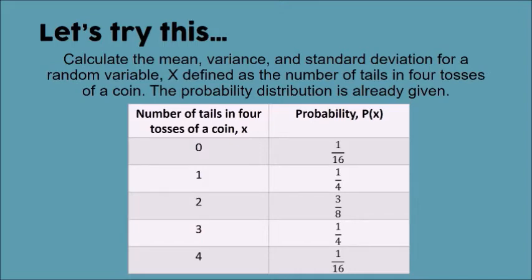By the way, for all our examples, the probability distribution will already be given since the next tutorials will be the ones to focus on how to solve these probability distributions. So anyway, the random variable is the number of tails in 4 tosses of a coin, and on the left side of the table it shows the possible values for the random variable, and the right side is the probability that these respective values will happen.